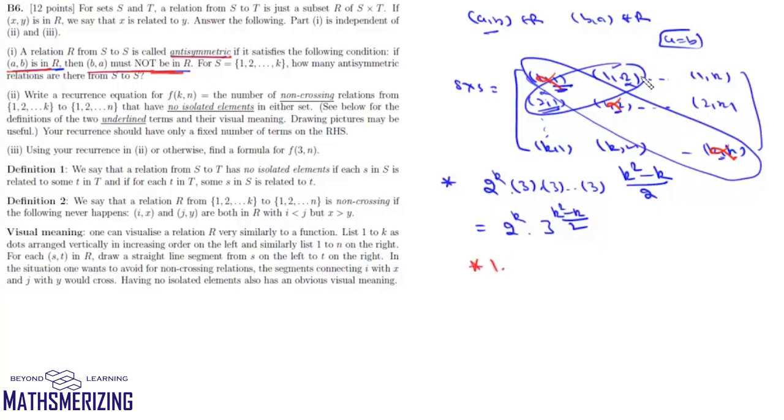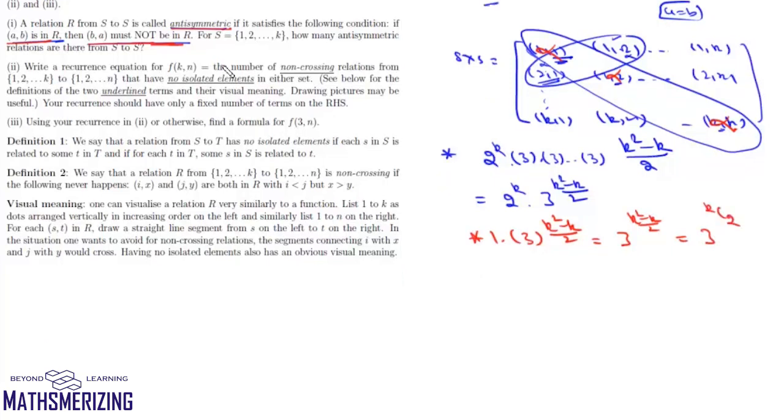And then for each pair, again, we'll have 3 choices. So it'll be 3 to the power (K square minus K) upon 2. So the answer to this question will be 3 to the power (K square minus K) upon 2, or we can also write this as 3 to the power KC2. Now part 2 is write a recurrence equation for Fkn, the number of non-crossing relations that have no isolated elements in either set. And they have given the definition of isolated elements as well as non-crossing elements.